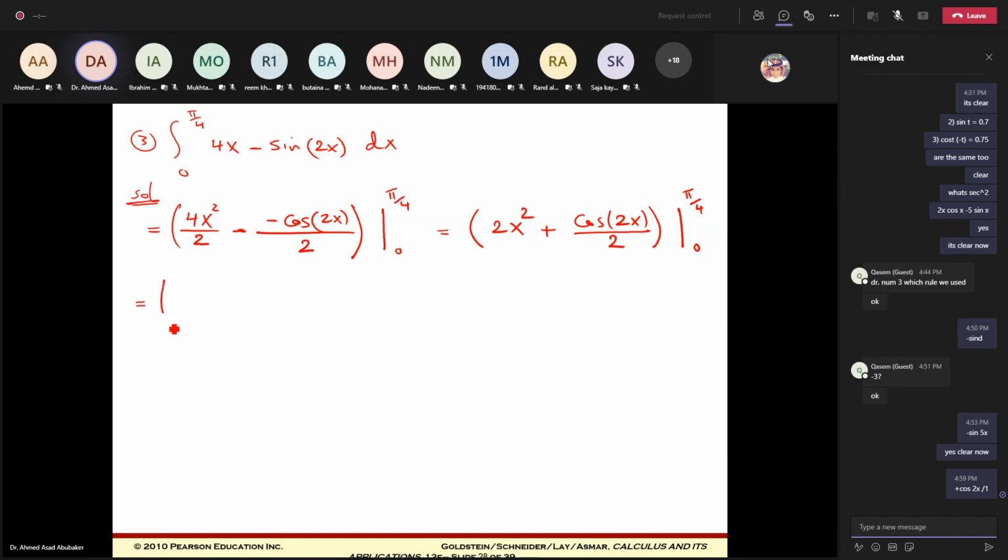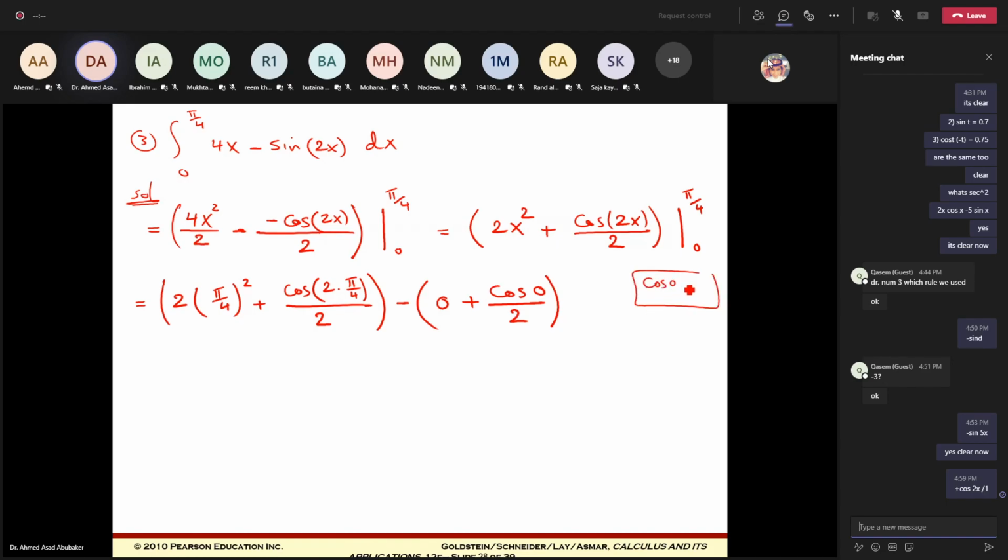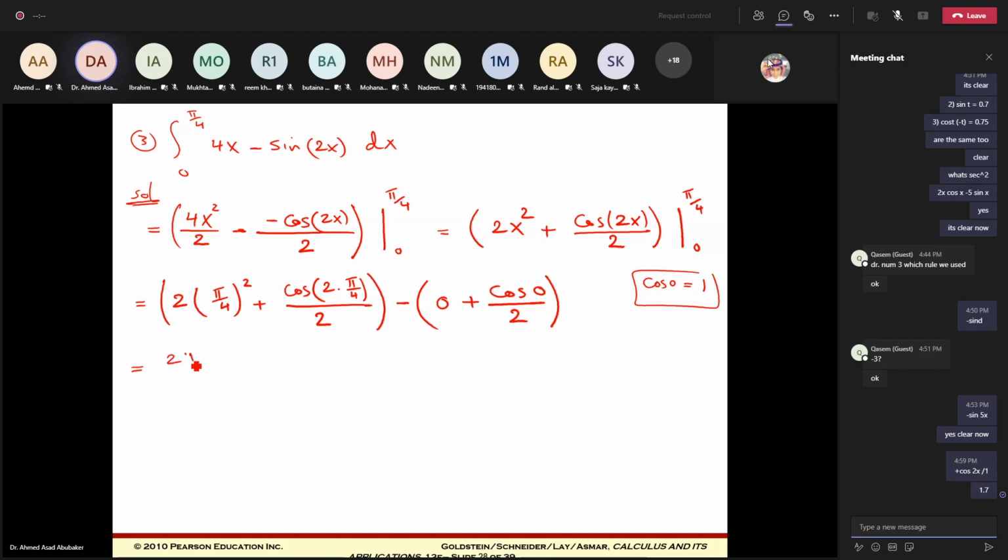Substitute pi over 4, so we have 2 pi over 4 all squared plus cosine 2 multiplied by pi over 4, over 2. Substitute 0, we have 0 plus cosine of 0 over 2. Note that cosine of 0 equals 1. So this is equal to pi squared times 2 over 16.